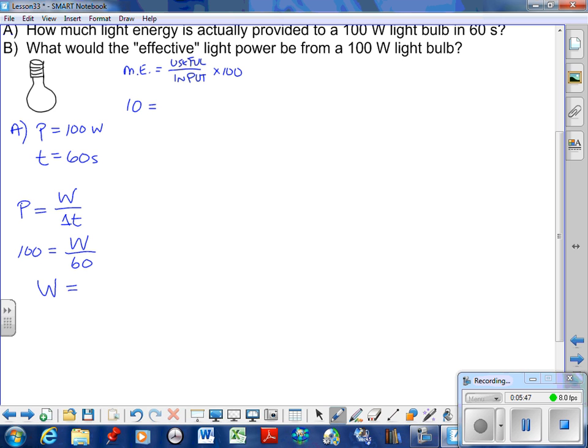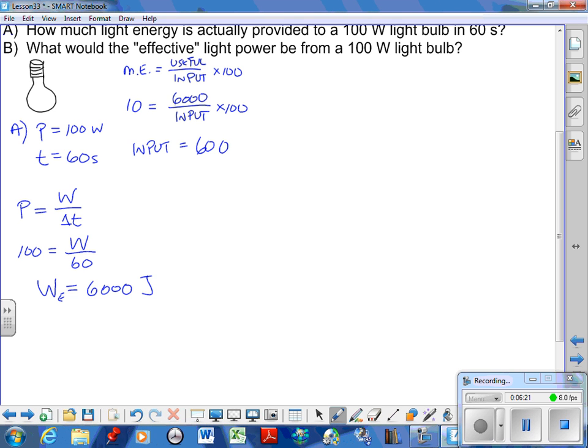So my work energy here is 6 with 3 zeros, so 6,000 joules. But that's to produce 100 watts of light. So what that means is that was how much was actually useful. It's not how much I actually input. So I'm looking for that input times 100. So we end up with 6,000 divided by 0.1, and I get the input was 10 times that, obviously, because you had 10%.